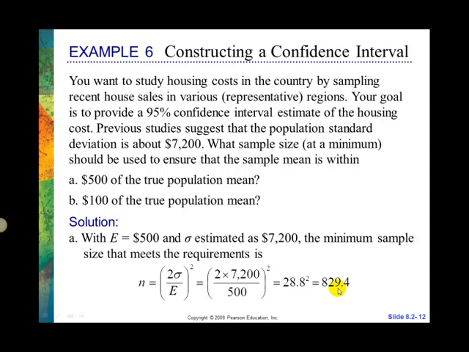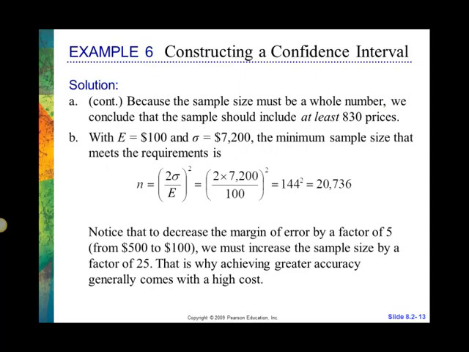829.4. Well, we can't survey a 0.4 of a person. And if we go to 829, our error is going to actually be bigger. So we want to go to the next person, or 830 people. So you're always going to round up in these cases. Okay, and now here it says at least 830.